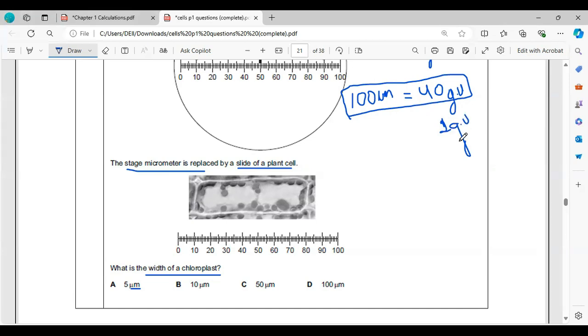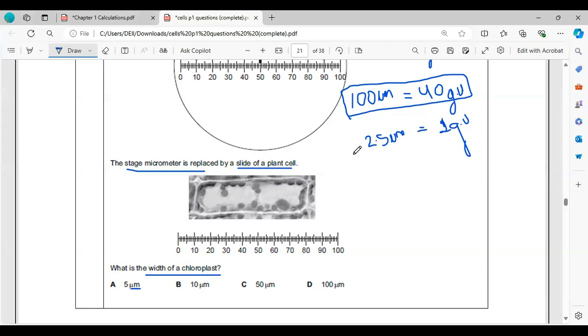So we are going to cross multiply it again. 1 multiplied by 100, and 100 divided by 40. Let me do it. 100 divided by 40 is 2.5. So you are getting a value of 2.5 stage micrometer divisions. So 1 graticule is occupying 2.5 micrometer divisions of the stage micrometer.